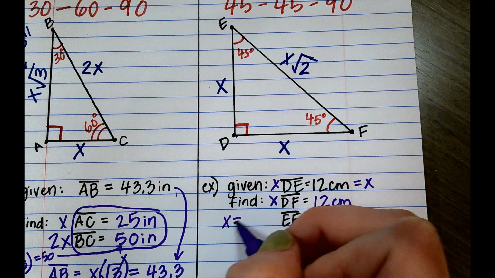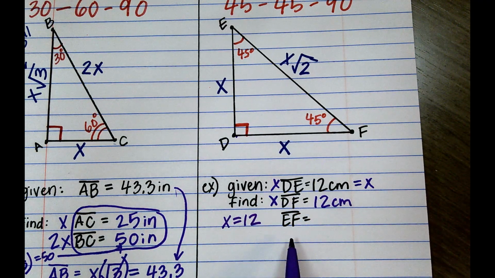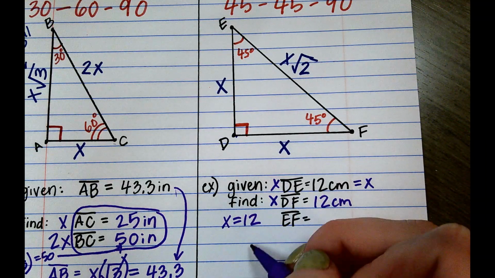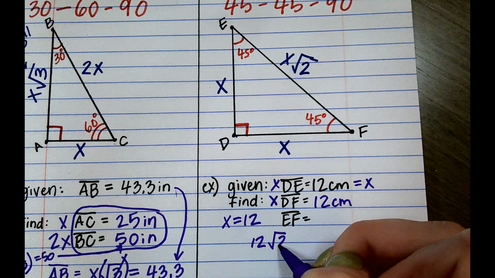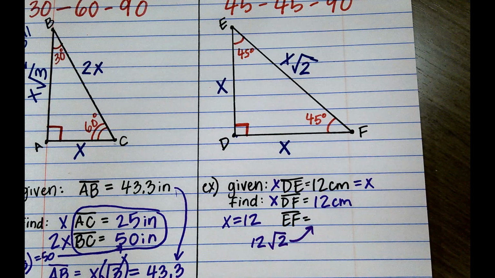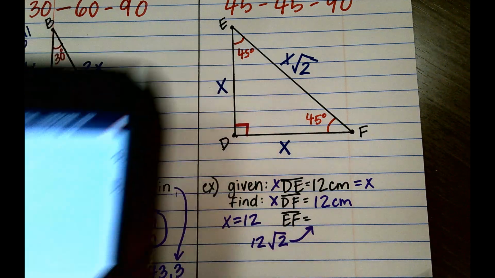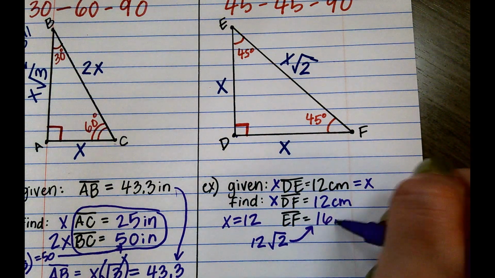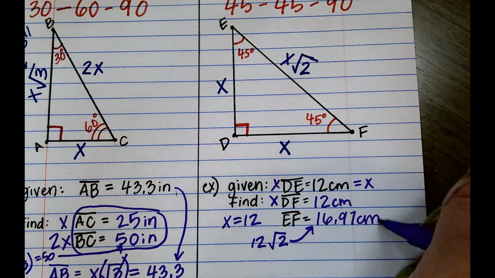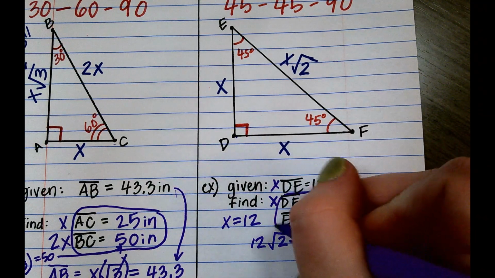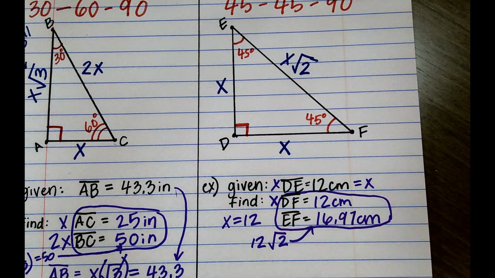And if we know that x is 12, then EF is 12 square root of 2. Perfect. We'll just plug it in and do 12 square root of 2, and that'll give us EF. 16.97. Perfect. 16.97 centimeters is EF. Good.